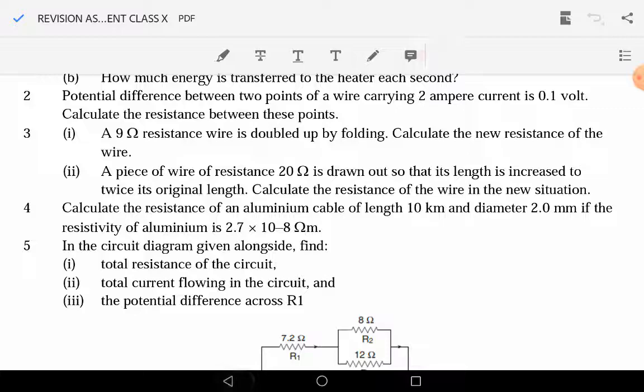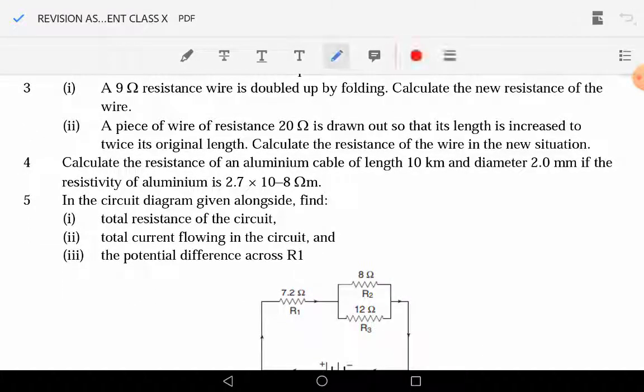Now moving on to question number 3. Now this is very important: a 9 ohm resistance wire is doubled up by folding. Okay, so suppose this is a wire and now I will double it up. So when I double it up, suppose this is the area of cross section of the initial wire and this is the length. Now when we double it up, the length will become half and the area becomes 2A.